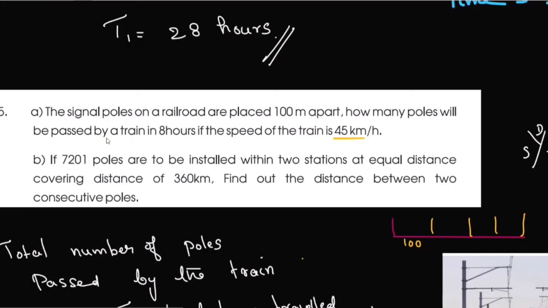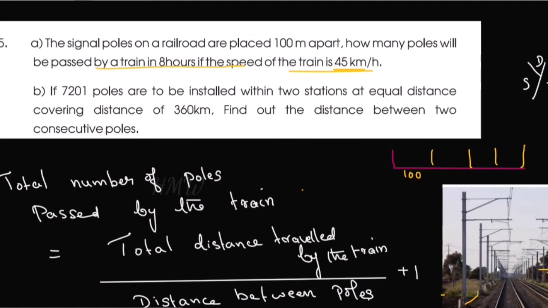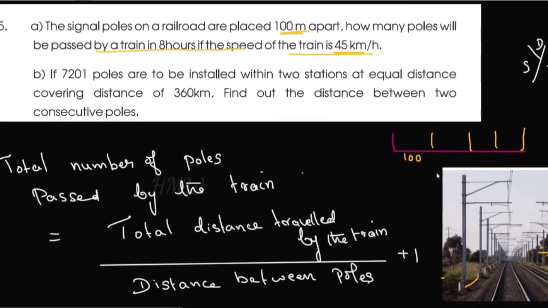How many poles will be passed by a train in 8 hours if the speed of the train is 45 kilometers per hour? So how many poles will the train cross in 8 hours? The speed of the train is 45 kilometers per hour and the distance between the two poles is also given. So the total number of poles is the question. How many poles?